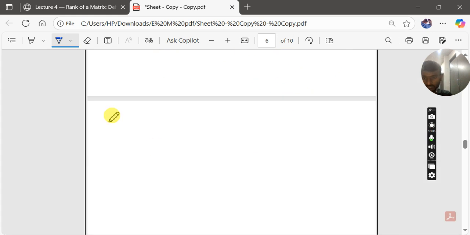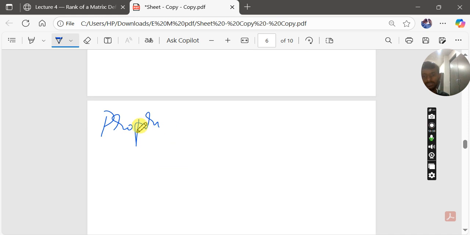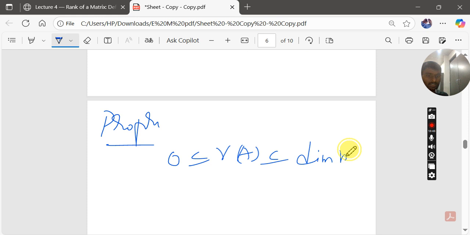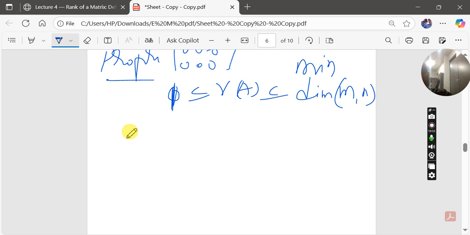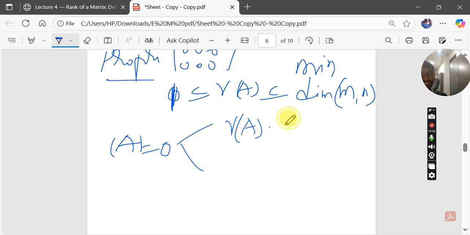So some properties are there. The rank will always lie between 0 and the dimension: 0 is less than or equal to rank of A, which is less than or equal to the dimension. The minimum, not the exact actual definition: 0 will exist when you have a zero matrix, then you will get 0. Or else the minimum will start with 1. If the determinant of any matrix is 0, then the rank of A will be less than the dimension. If it is not equal to 0, then it will be equal to the dimension.